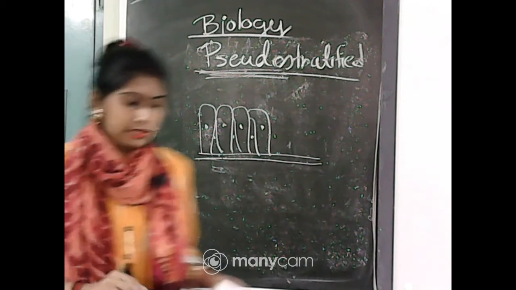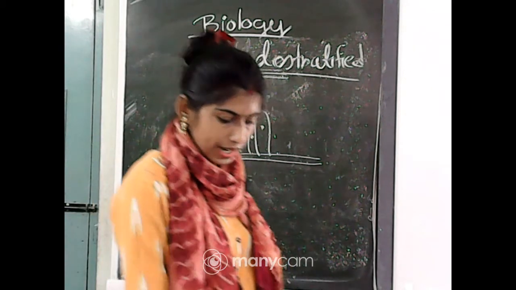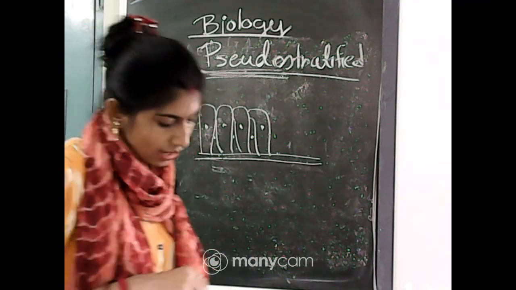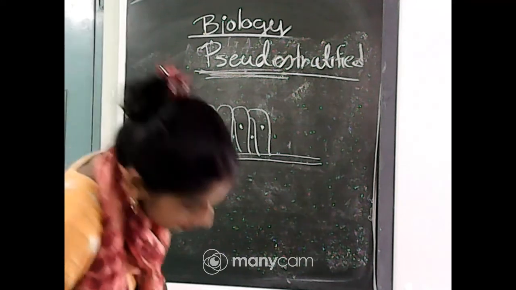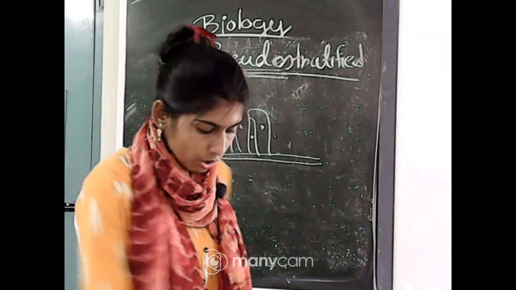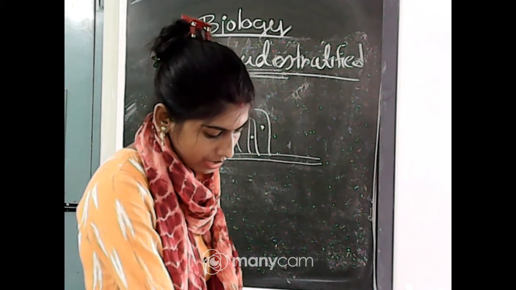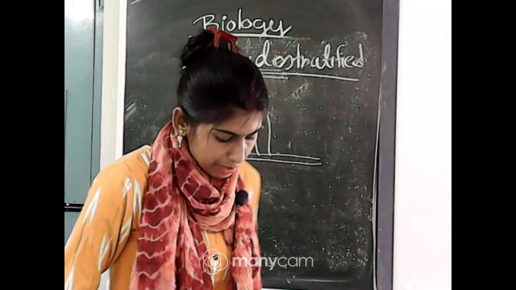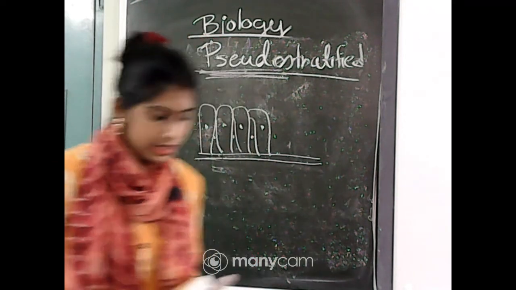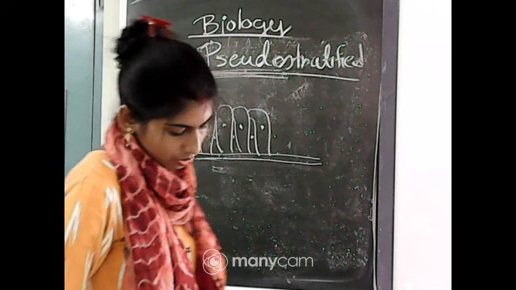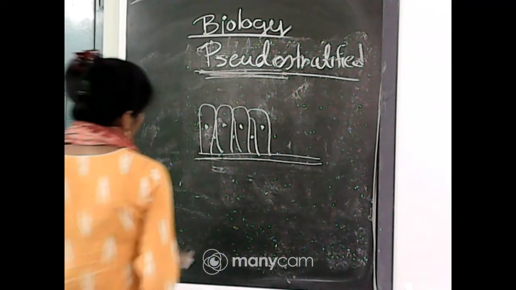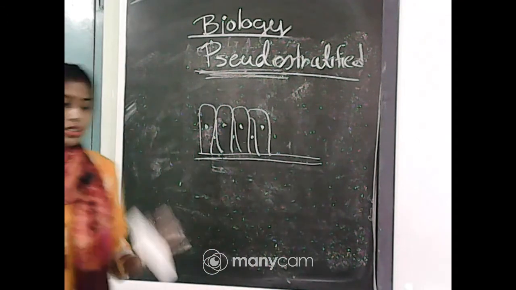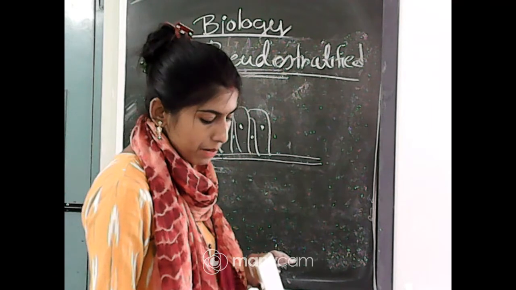Okay, and where will we find pseudostratified epithelial tissue? In this case, shorter cells have round nuclei, while the taller cells have oval nuclei. The location is that pseudostratified columnar epithelial tissue is found in the salivary gland, the parotid gland, and this is the trachea and the bronchi. This is the location of pseudostratified epithelial tissue. So this is all about simple epithelial tissue.